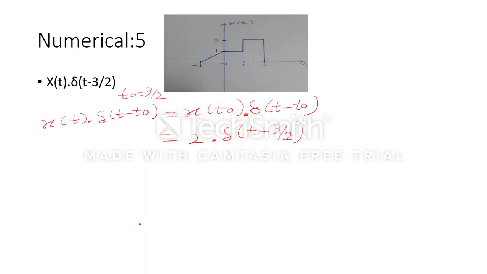If you plot this equation, we will get y t, with axis 0, 1, 2, 3. Between 1 and 2 there will be only one sample, its magnitude will be 2, and this is my final answer.